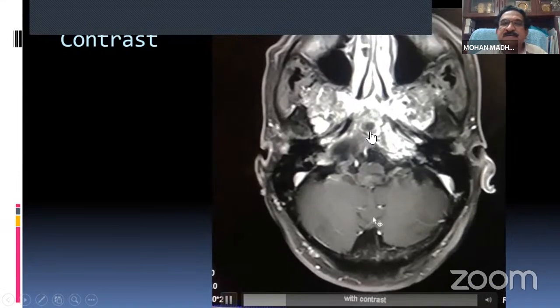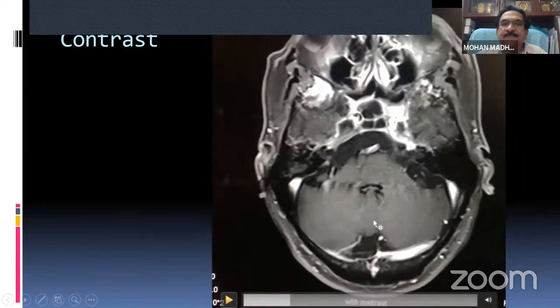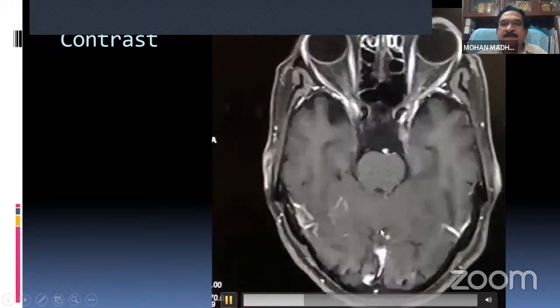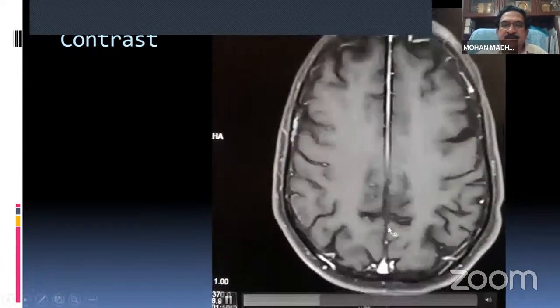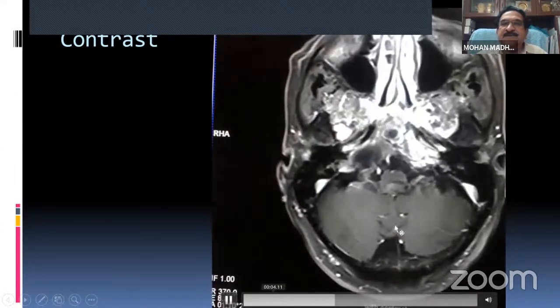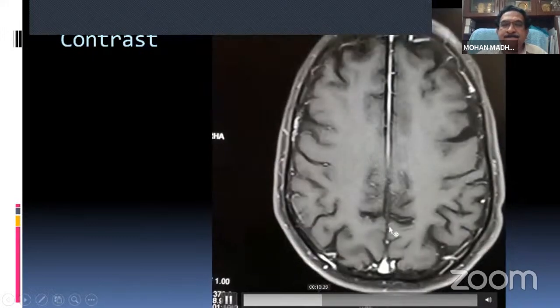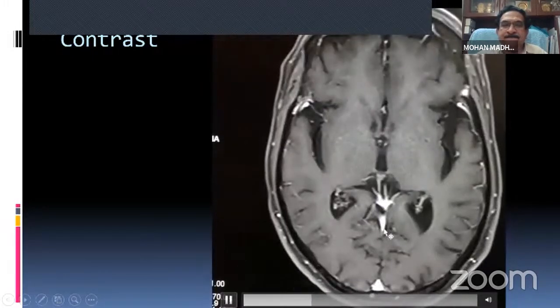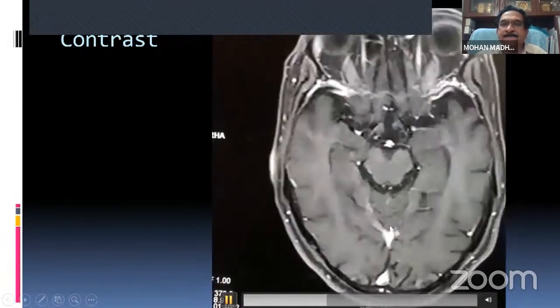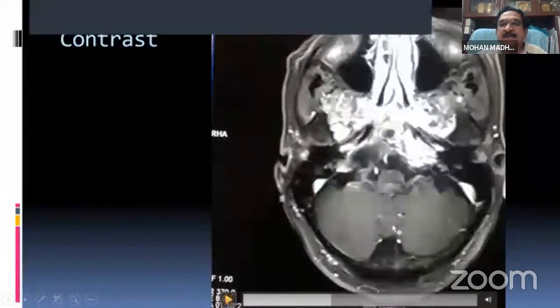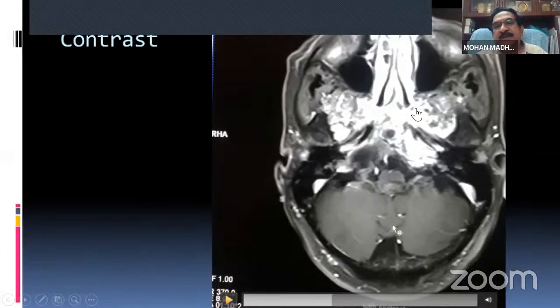See, the base of the skull is all enhancing with contrast. I'll show you one second. See that one? See, this is the enhancement. You can see the greater wing of sphenoid, clivus region, and the middle part of the petrous temporal bone are all enhancing with contrast.